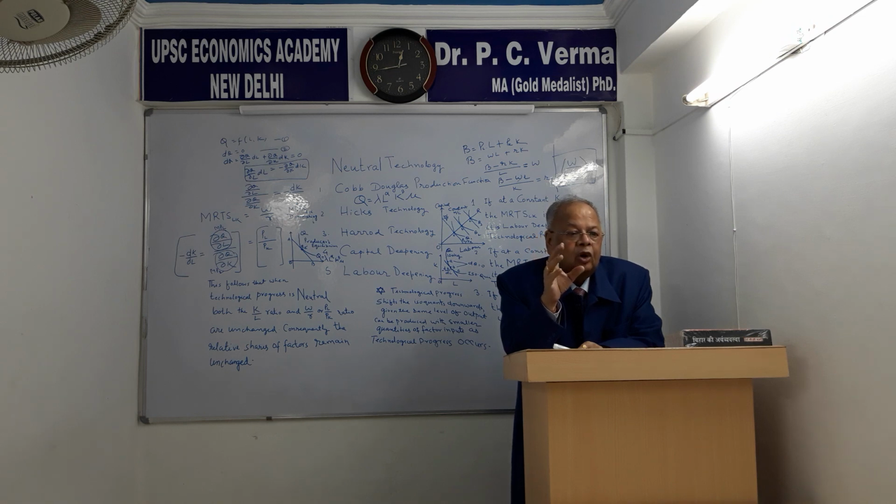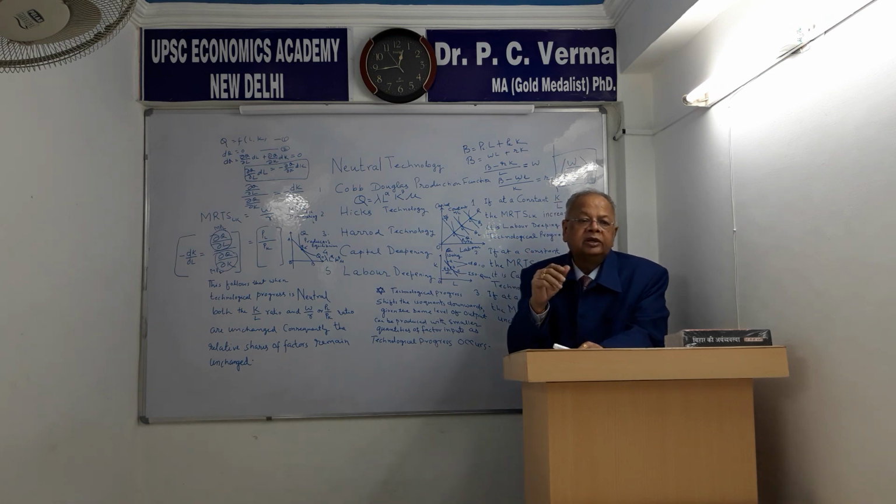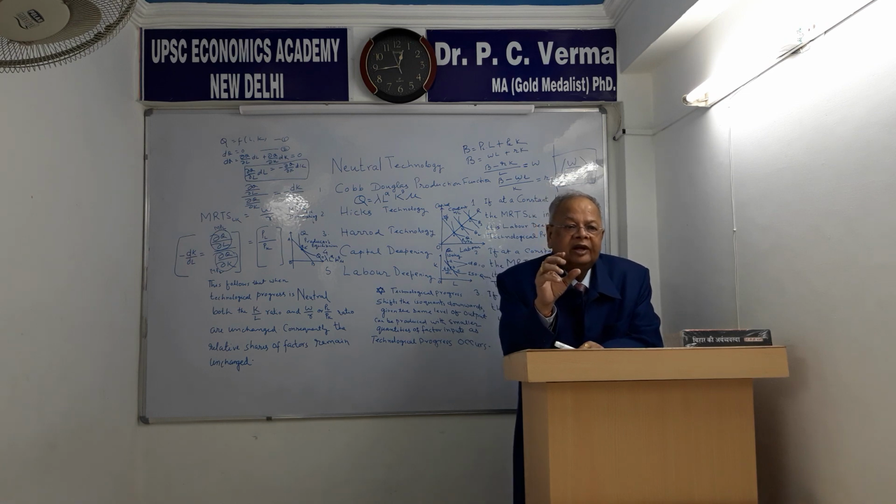You have seen that Cobb-Douglas production function assumes that constant returns to scale will operate. How do we know it? We will know it by finding out A and alpha and beta. Alpha plus beta must be equal to 1, 100%. Equal to 1. Only then constant returns to scale will operate.